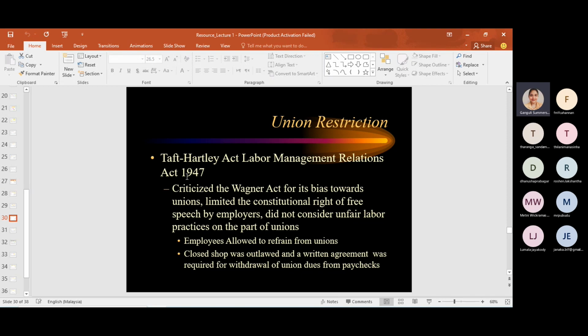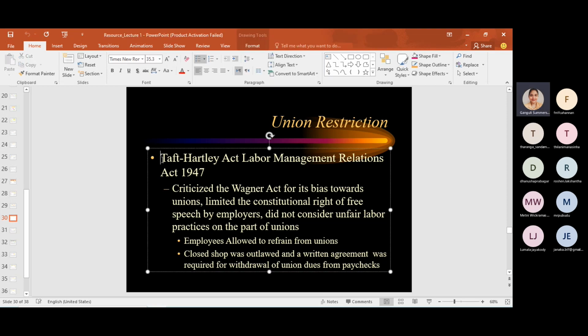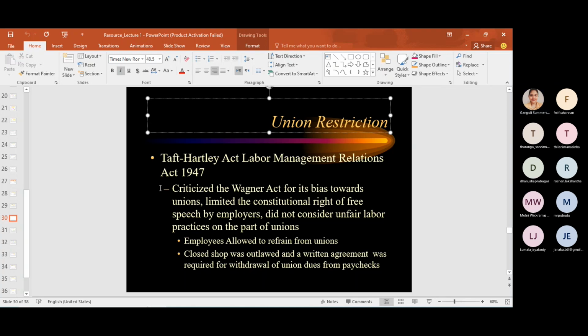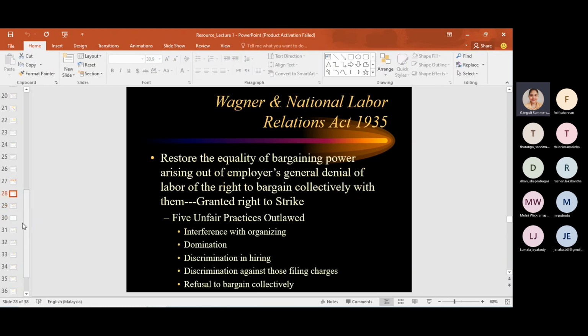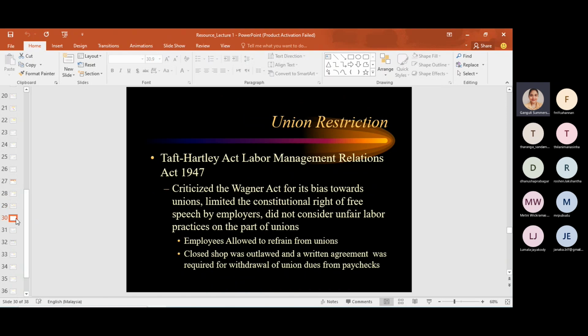Okay, and then in 1947, this act was made. Taft-Hartley Act, Labor Management Relations Act. Taft-Hartley Act, which was made in 1947. So this Taft-Hartley Act was made to criticize the Wagner Act. So we discussed the Wagner Act here, right? So this Taft-Hartley Act was made in 1947 to criticize the Wagner Act.